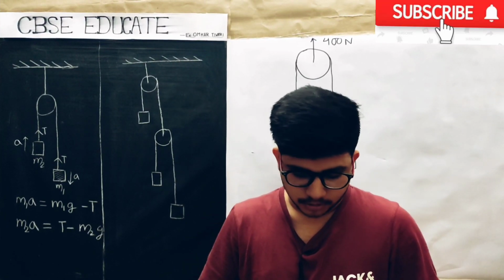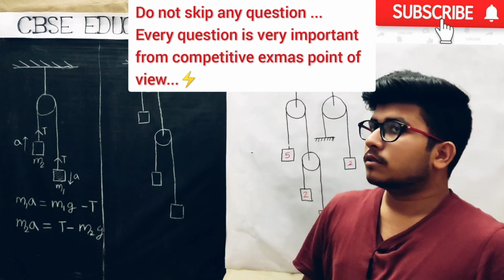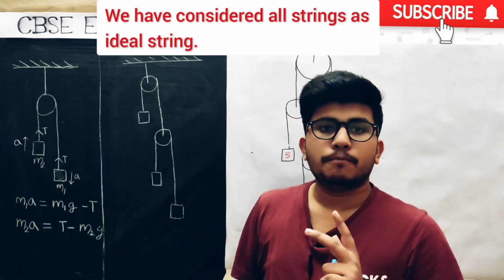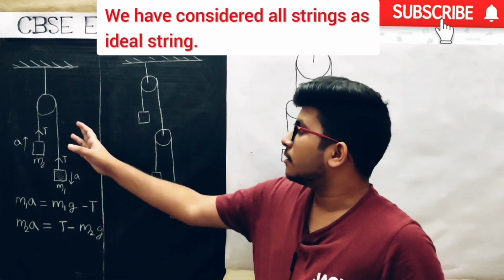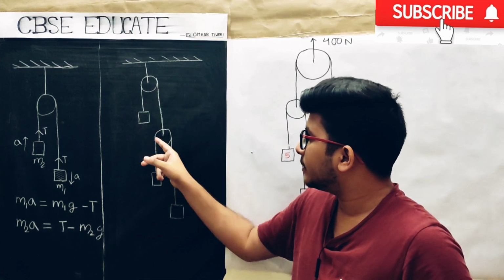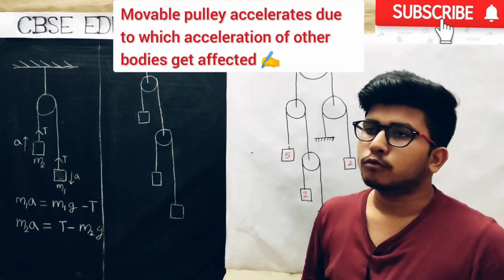Pulley questions are ones in which many problems are created. Okay, so this is the basic part of the pulley. Basically, pulleys are of two types. One is fixed and the other is movable. Here is the fixed pulley and here is the movable pulley. So the problem arises in how to solve such questions.